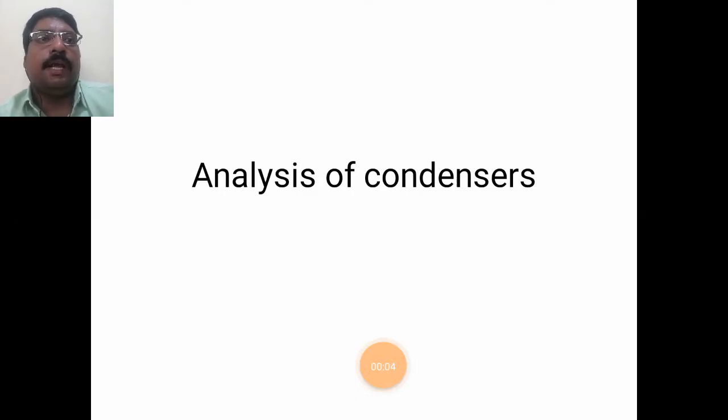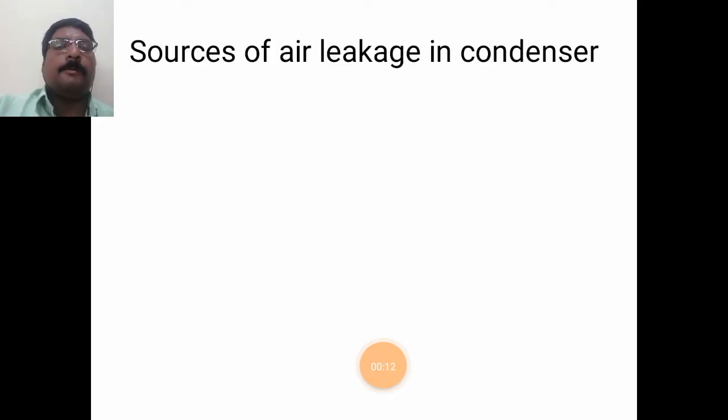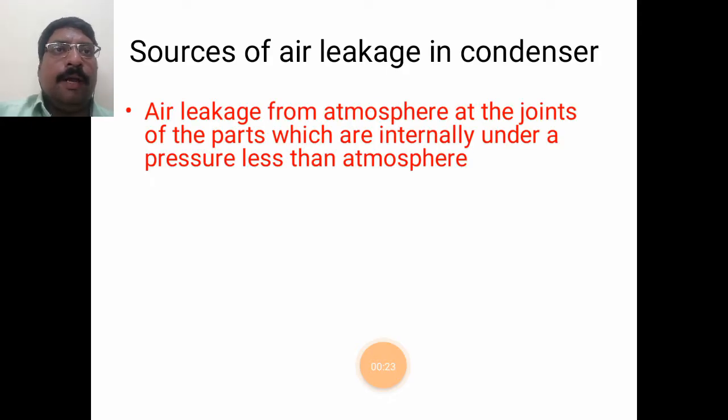Okay, next topic is analysis of condensers. Before that, we are going to discuss the sources of air leakage in the condenser. Air leakage from the atmosphere: the air will enter into the condenser from the joints which are placed in the condenser. The air leaks in at the joints because internally the pressure is less than atmospheric pressure.